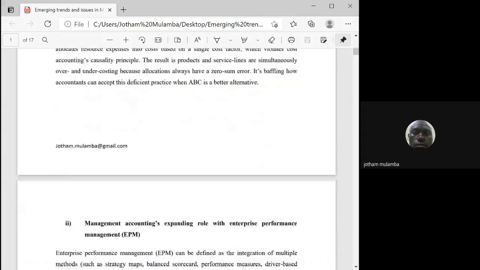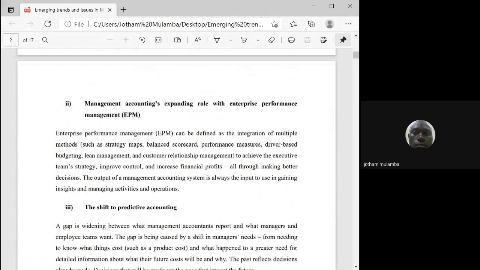Then the second part we are going to look at is that management accounting is also expanding its role with enterprise performance management. Now, when you talk of enterprise performance management, we are talking about the integration of multiple methods such as strategy map, balanced scorecard, performance measures.